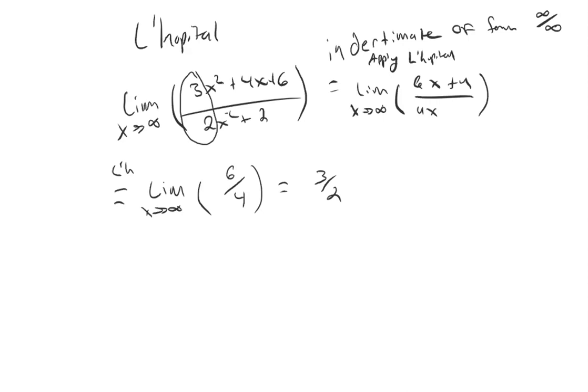The same story with if we have something like 3x plus 1 over 2x squared plus 4, the bottom term is going to dominate in the ratios, so this is just 0, and we don't need L'Hopital's to figure that out. So just use L'Hopital's when you need it, but there are times when you don't actually need it. So just keep that in mind.